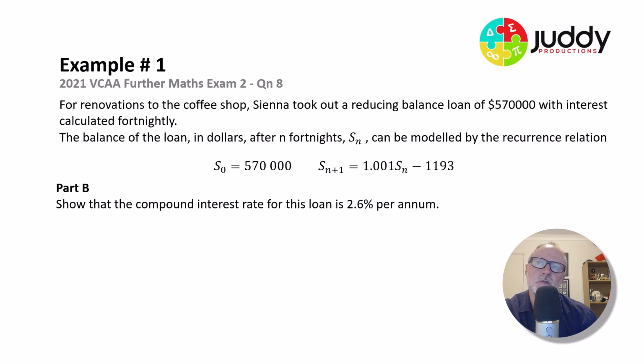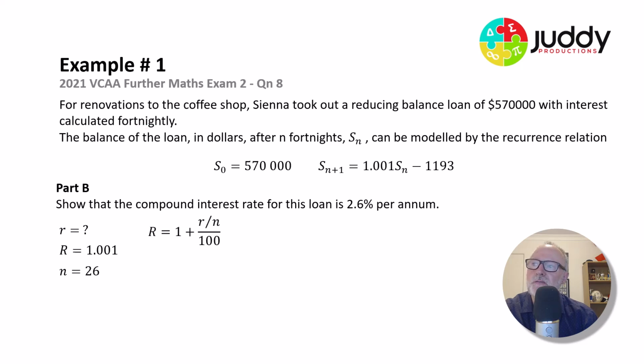Part B showed that the compounding interest rate for this loan is 2.6% per annum. The interest of this loan is built into the multiplication factor, that 1.001. Let's have a look. Little r is a symbol used for the interest rate per annum. That's our question mark. We know the multiplication factor is 1.001. And when we're talking fortnightly, there are 26 fortnights in the year, so I've written here n equals 26.